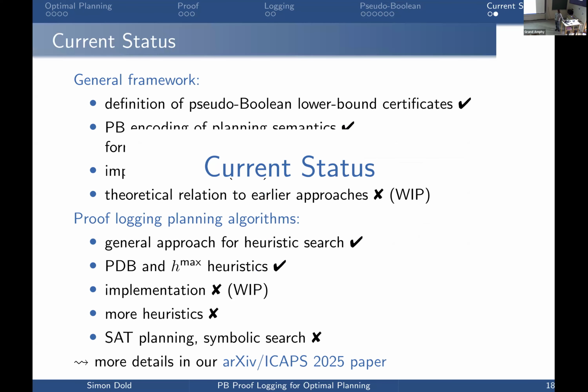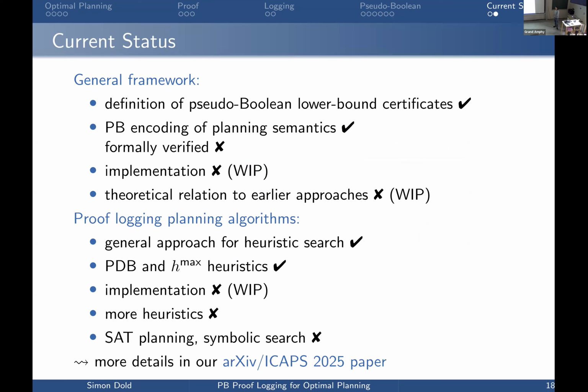And now, what do we have so far? We have from the general framework the definition of a pseudo-Boolean lower bound certificate and a pseudo-Boolean encoding of the planning semantics. We are not done with the implementation, but we are working on it, and afterwards we would like to formally verify that. We are also working on theoretical relations to earlier approaches.